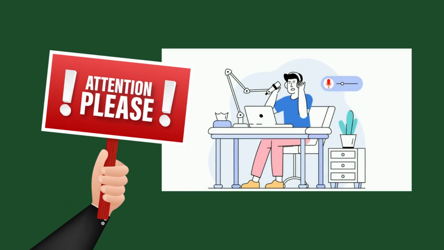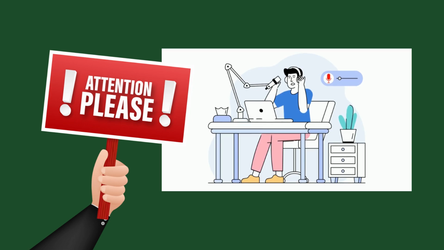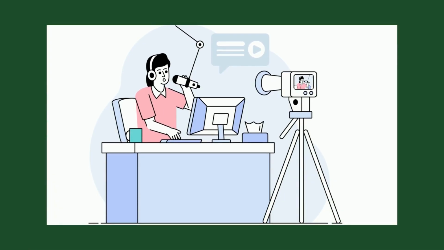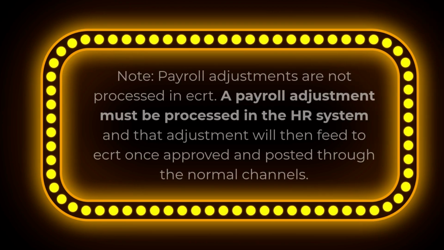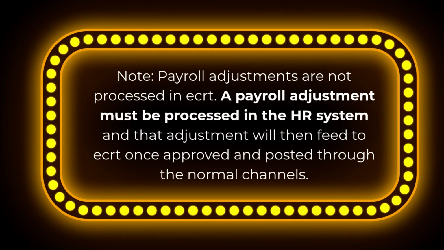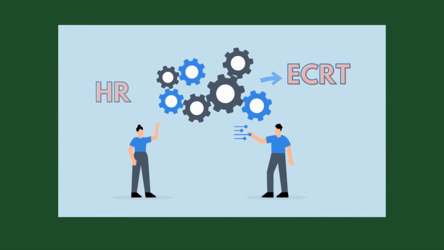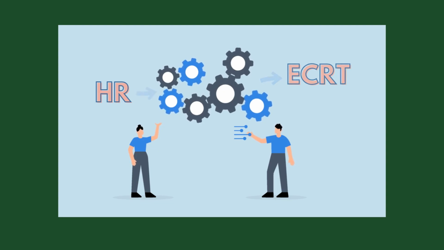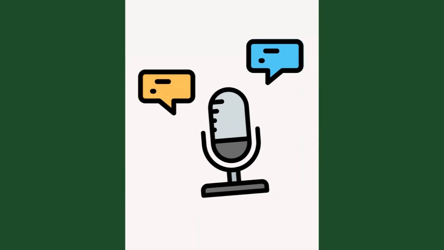Okay, and this is a really critical point. You mentioned the actual payroll adjustment doesn't happen in ecrt, does it? Absolutely not. That's key. ecrt is just reflecting things. The real administrative work, the dollar adjustment, happens in the separate HR system. So ecrt is essentially waiting for that approved posted data to flow back in from HR. Exactly. It has to come through the normal data load channels.